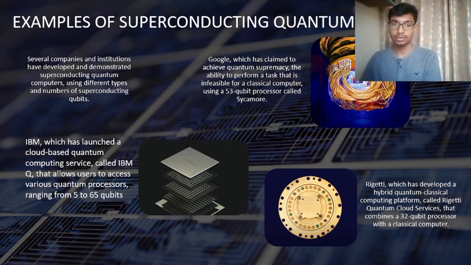IBM, which has launched a cloud-based quantum computing service called IBM Q that allows users to access various quantum processors ranging from 5 to 65 qubits. Rigetti, which has developed a hybrid quantum classical computing platform called Rigetti Quantum Cloud Services that combines a 32-qubit processor with a classical computer.